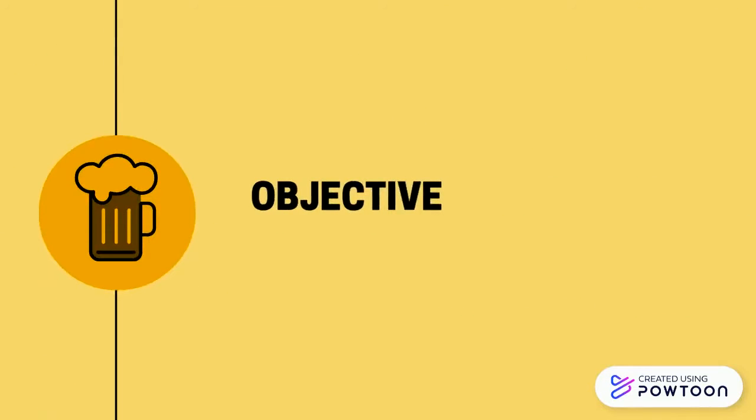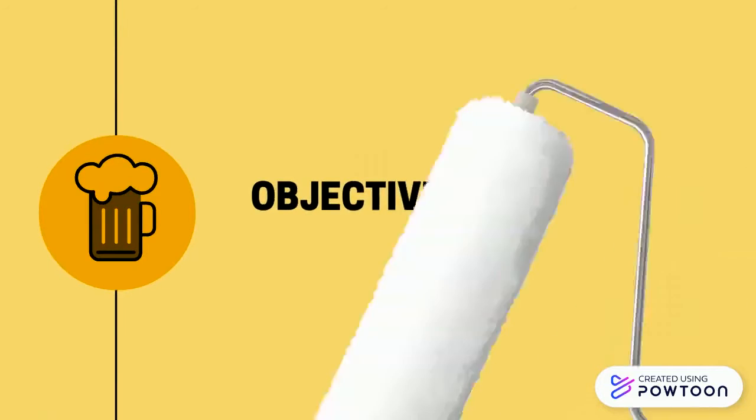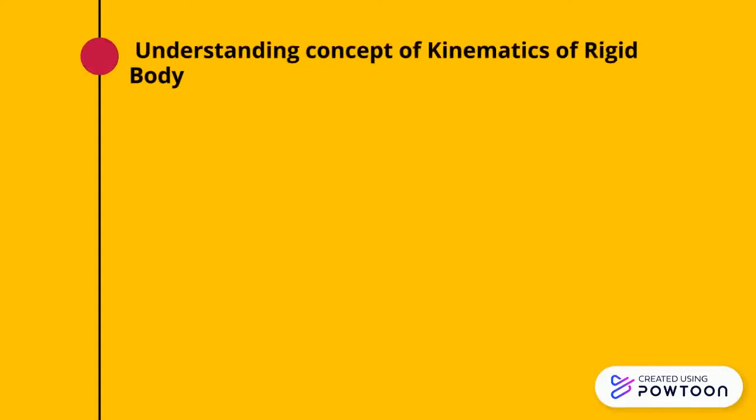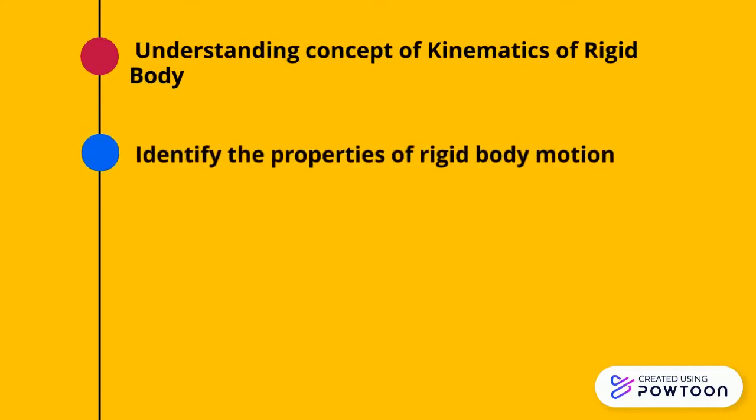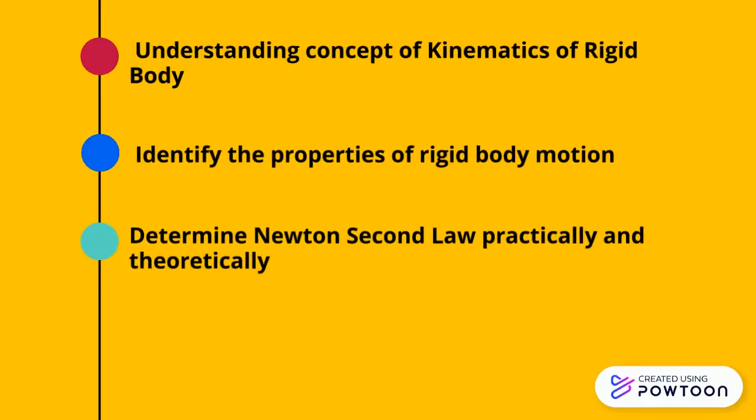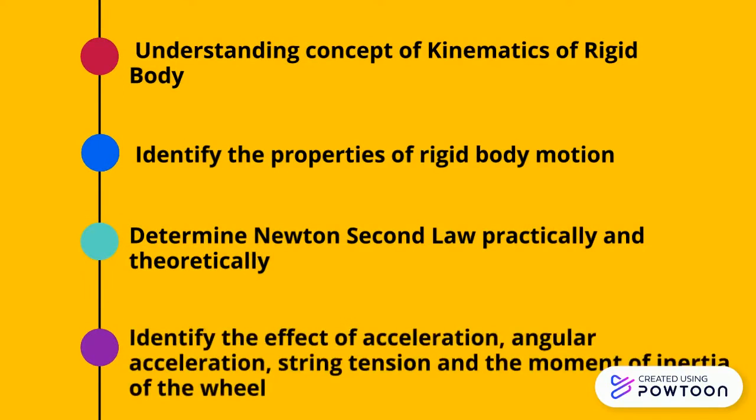The next is the objective of kinematics of rigid bodies. Understanding the concept of kinematics of rigid body, identify the properties of rigid body motion, determine Newton's second law practically and theoretically, and identify the effect of acceleration, angular acceleration, string tension, and the moment of inertia of the wheel.